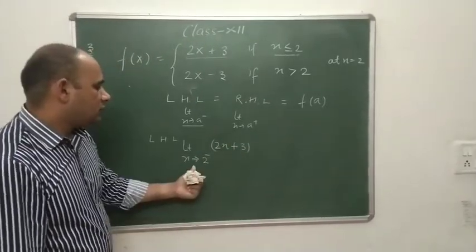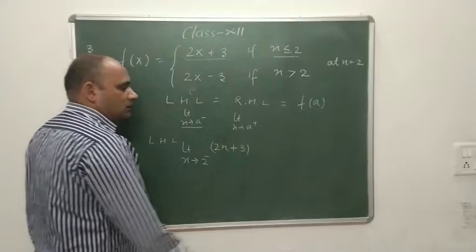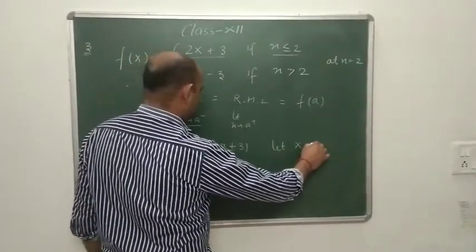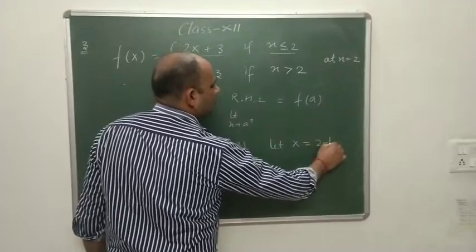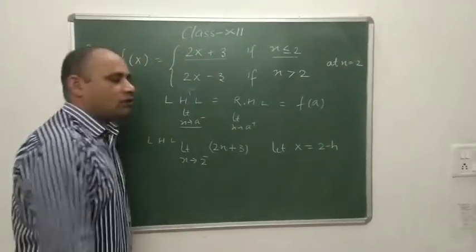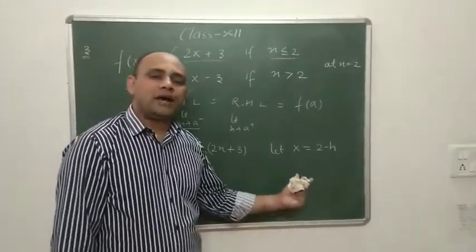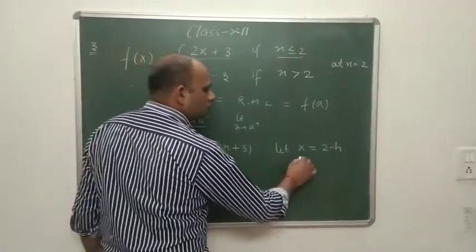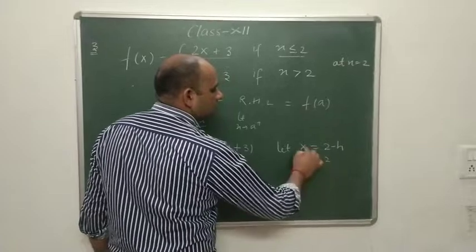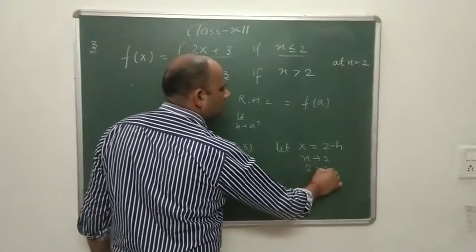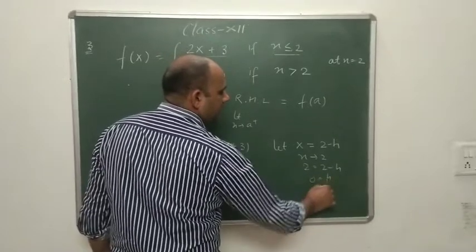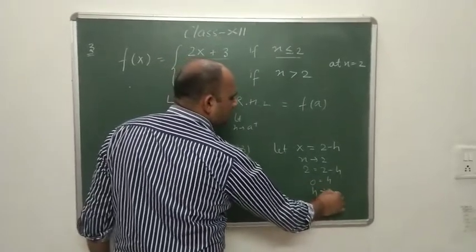So we will change into a fixed interval at h. Let us put x as 2 minus h. Now if x tends to 2, then we put 2 minus h, 2 minus 2 is 0. It means h tends to 0.